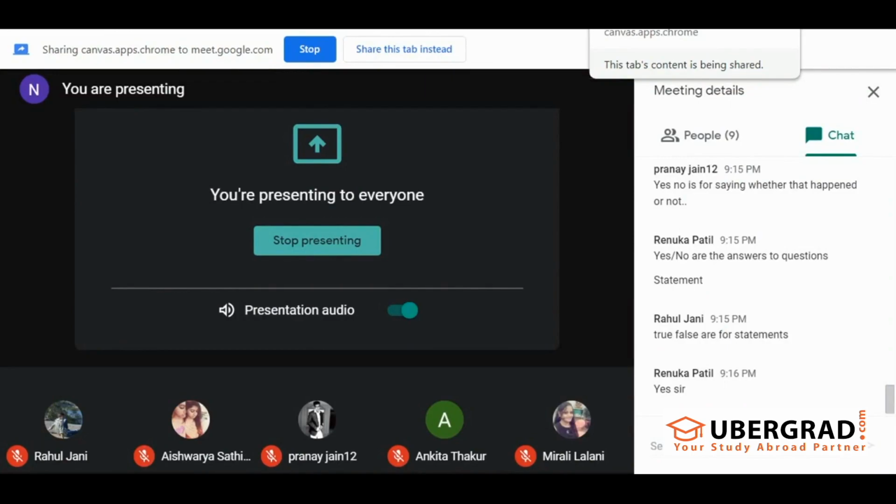First of all, what is the difference between true, false, not given and yes, no, not given? Why are these two different question types? See, in both the cases, some statements will be given to you and you will have to mark down whether it is correct according to the passage or not. In both the question types, you have to do the same thing. So what is the exact difference between them? Why are these two different question types?